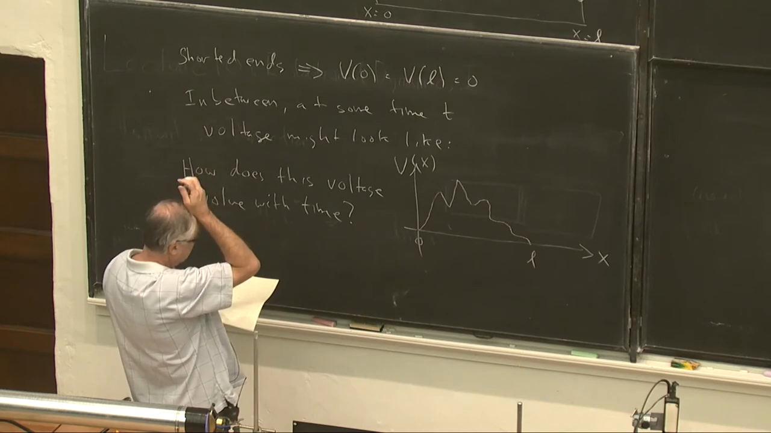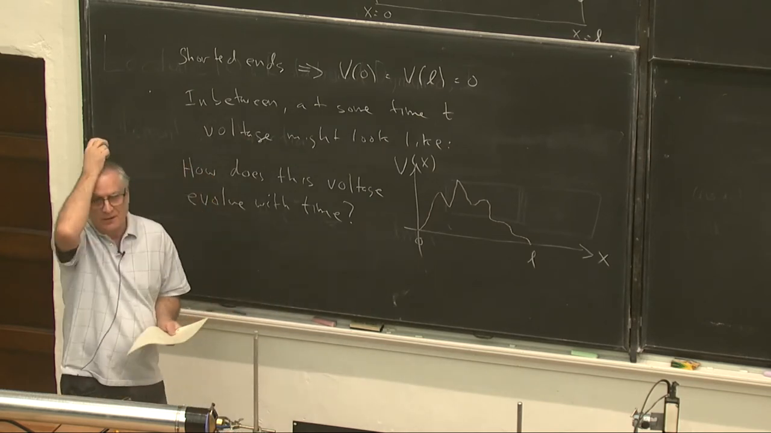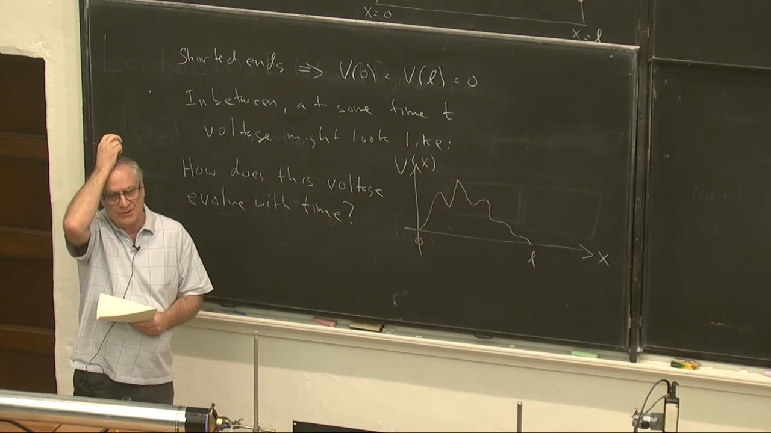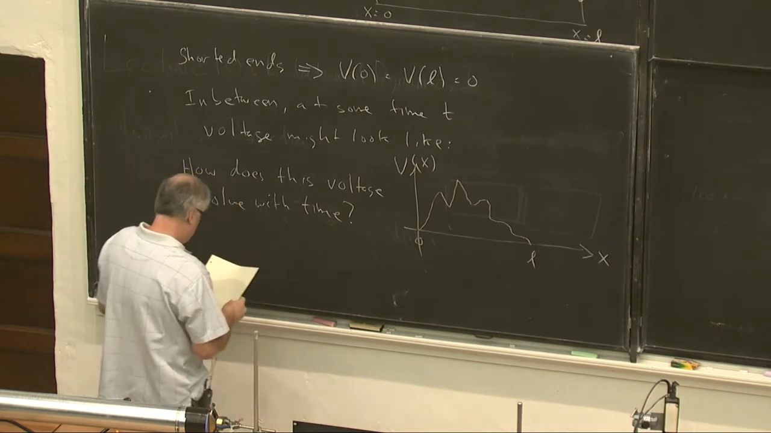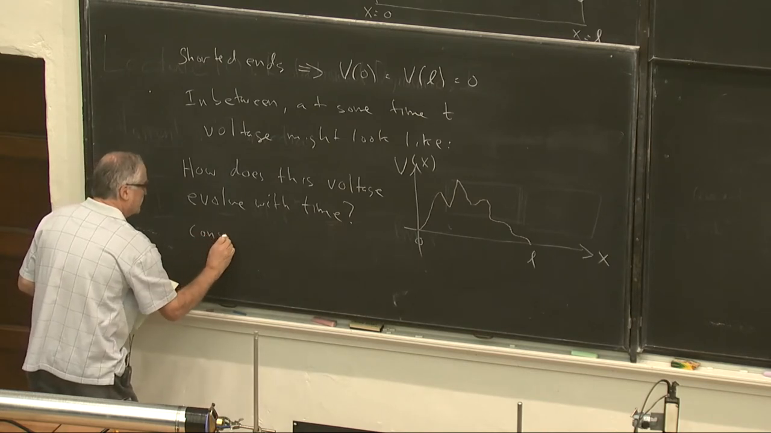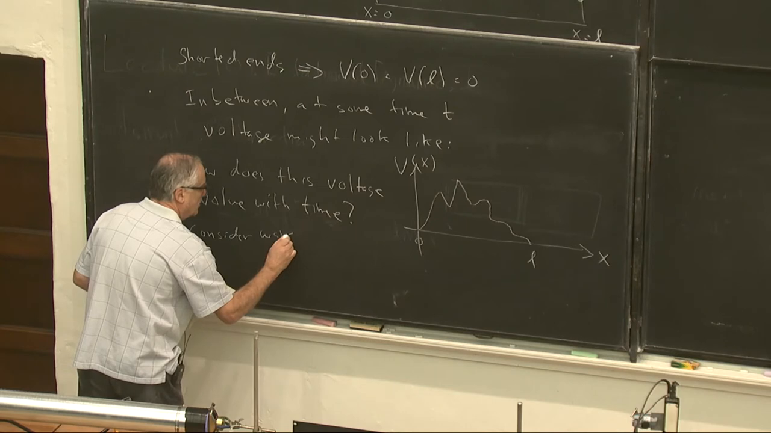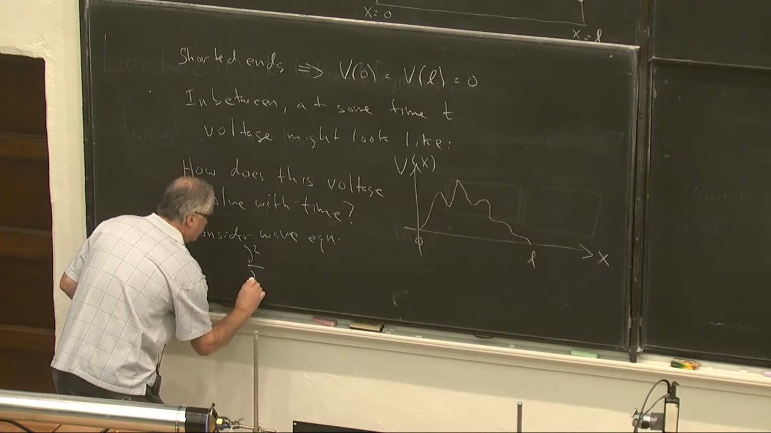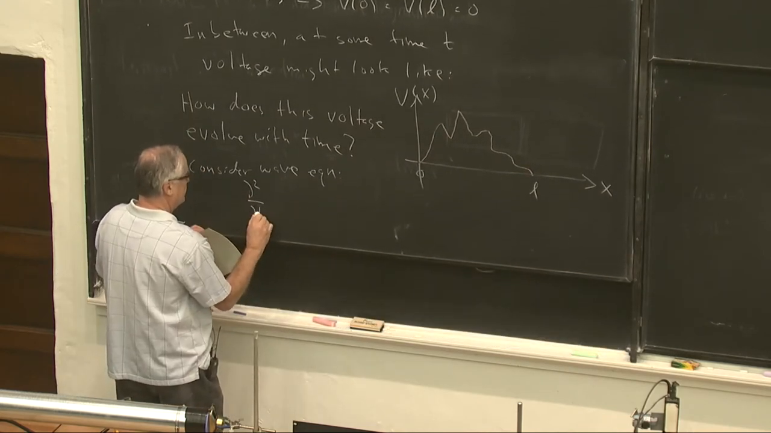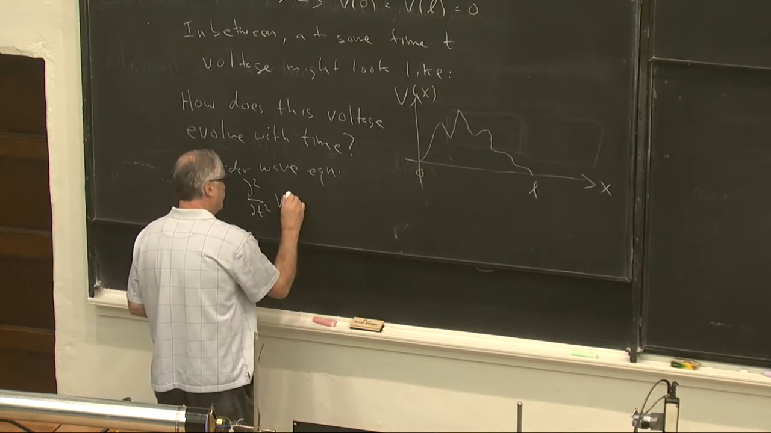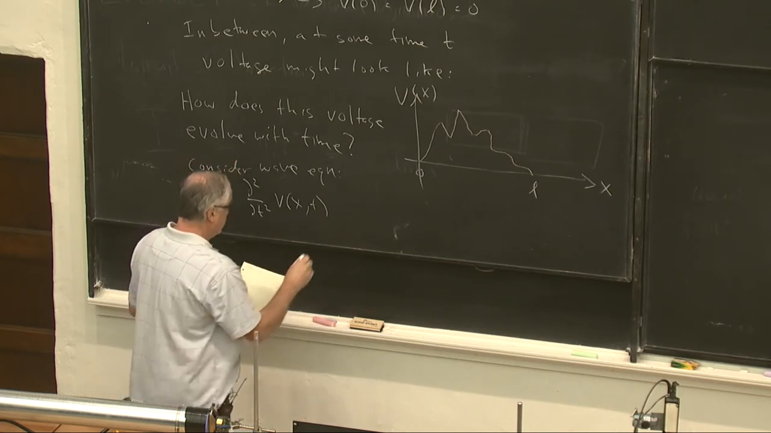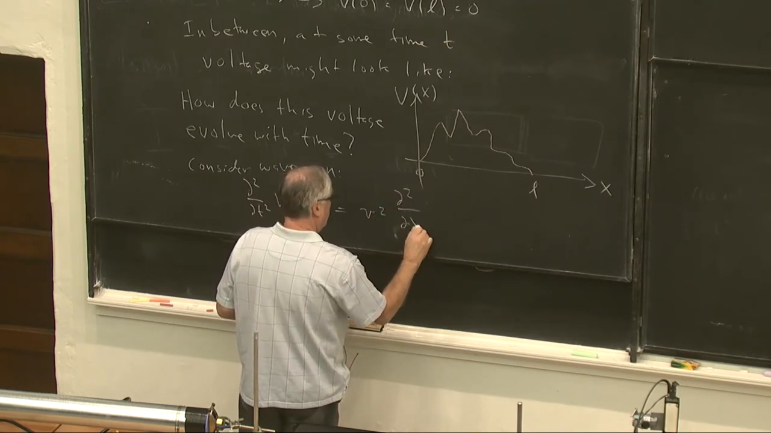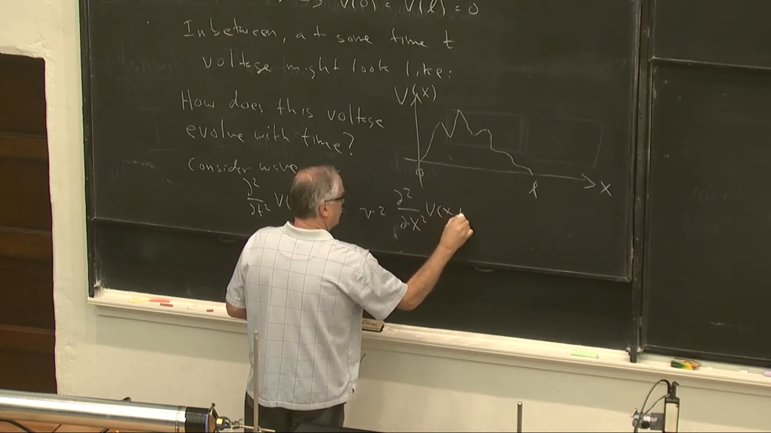Well, I have an equation. I have a wave equation. I know that my voltage satisfies a wave equation, so let me use it. We derived that before. So let's consider the wave equation. d squared by dt squared of the voltage, a function of position and time, is just equal to the velocity squared, d squared by dx squared of V of x and t.